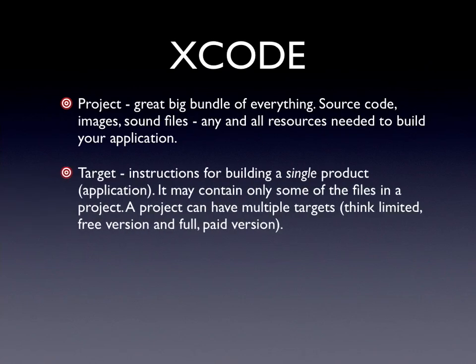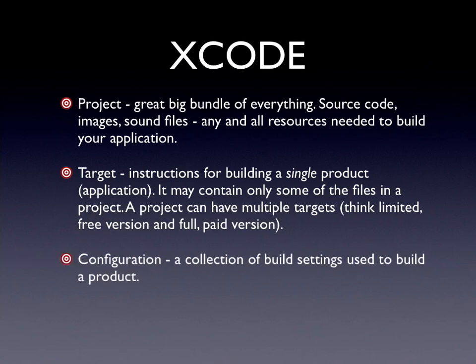Now, what's a target? A target is the instructions for building a particular product. Now, a configuration is a collection of build settings. So what are build settings? If you click on the little option in there called build settings, you get this arcane list of environment variables that you can use in your app. A configuration is nothing more than a collection of them.